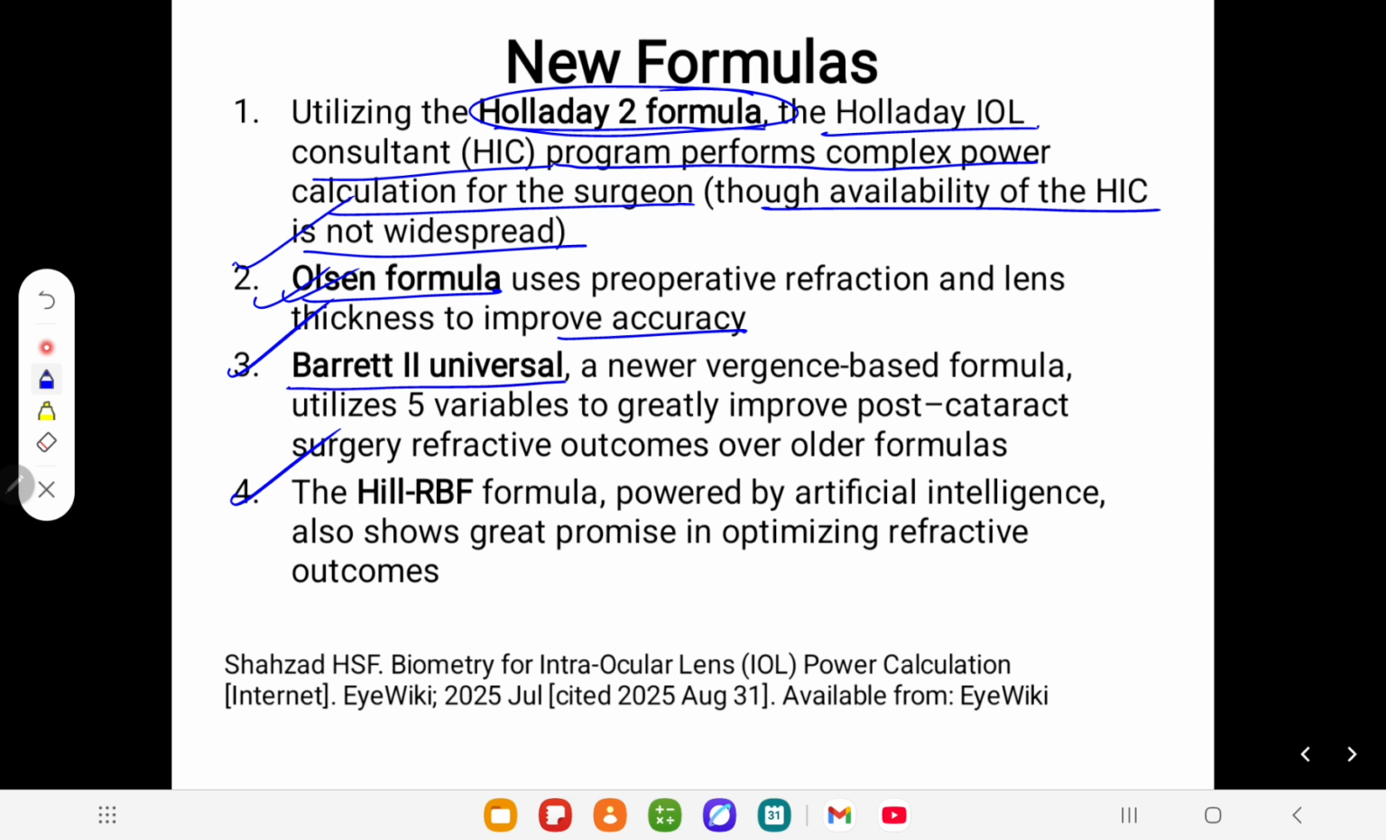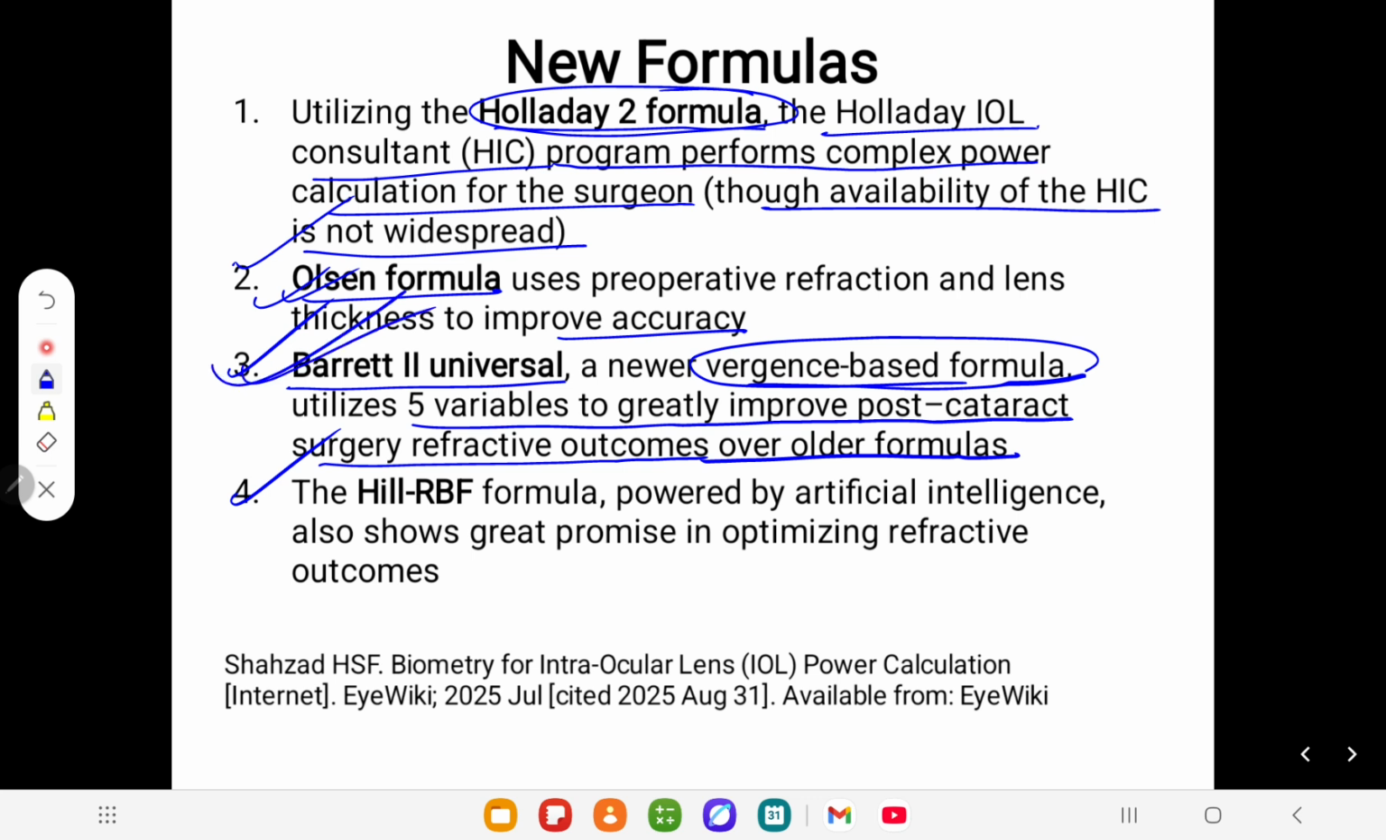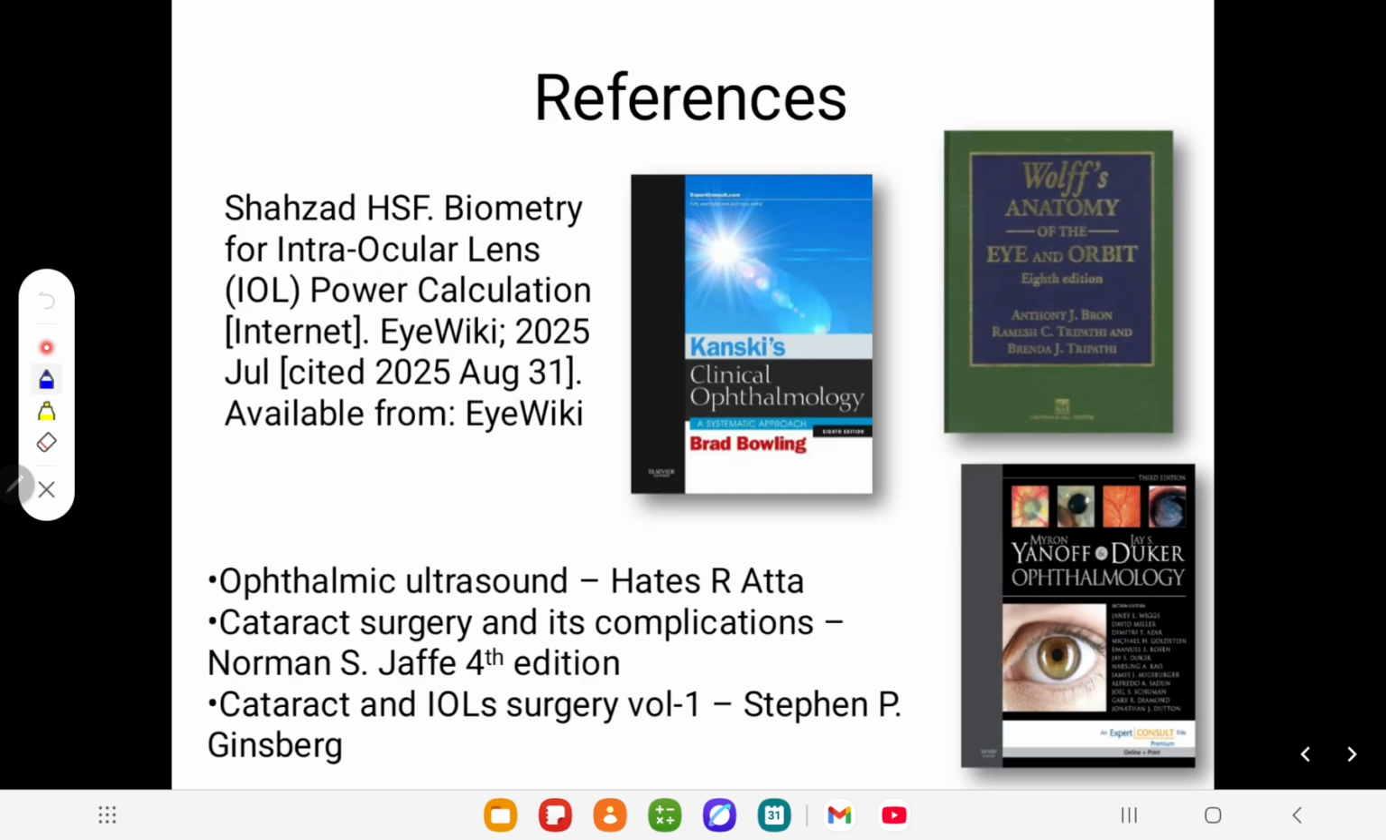The Barrett Universal II is a new vergence-based formula. It utilizes 5 variables to greatly improve the post cataract surgery refractive outcome over older formulas. So that is another good one among the new formulas. The Hill-RBF formula, powered by artificial intelligence, also shows great promise to optimize the refractive outcome. So these are the new formulas, and I think you will go and search about them and understand. I have also taken these things from this EyeWiki paper. Okay, so I think this is it.